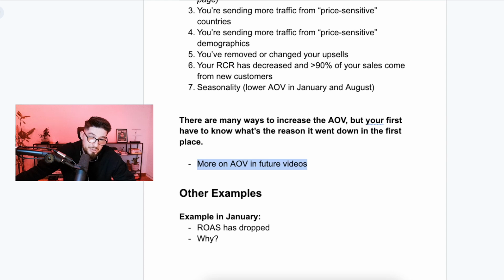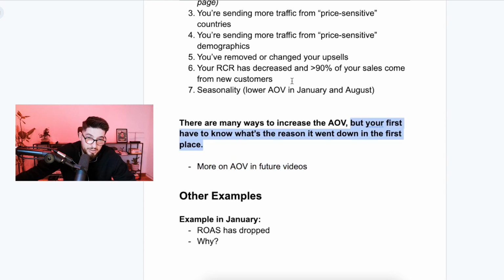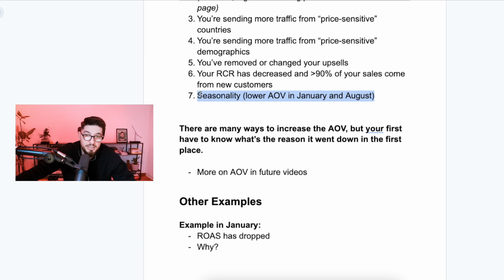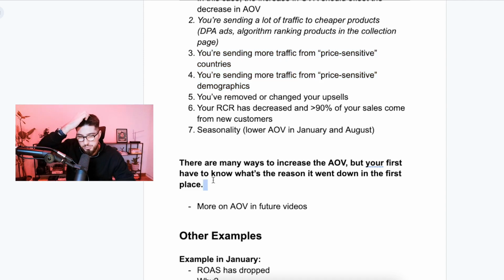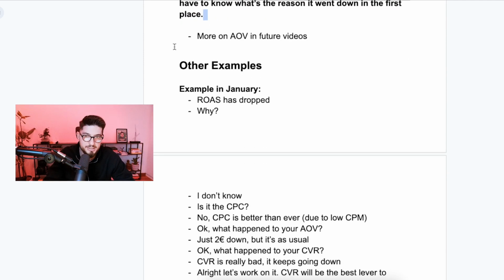Very first thing, and I'm going to do the same as the CPM. Very first thing, why is it decreasing? And if it's just seasonality, what can I do? To a certain extent, we cannot force the market. But if you see that there are things like this, it's really quick to fix, as I did in that case. So I'll just talk about AOV more in the future videos, not to overextend this.